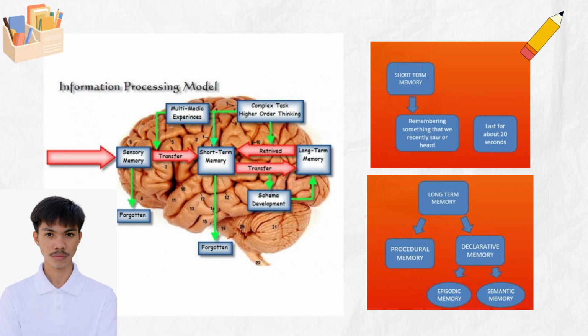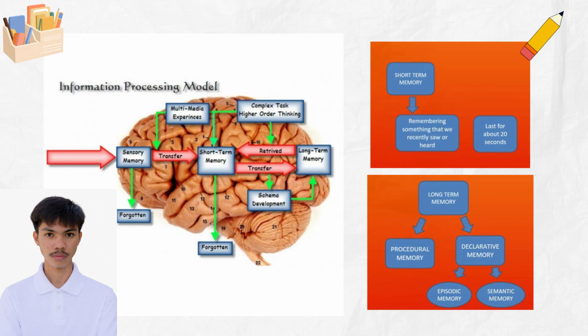The second is the short-term memory. If we pay attention to the information, it moves into short-term memory. According to the images, this stage is used for remembering things we recently saw or heard and typically lasts for about 20 seconds. The third step is the long-term memory.